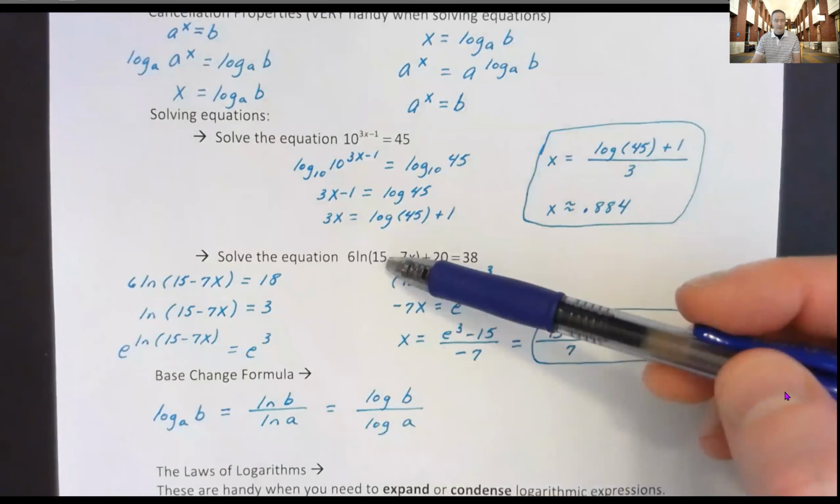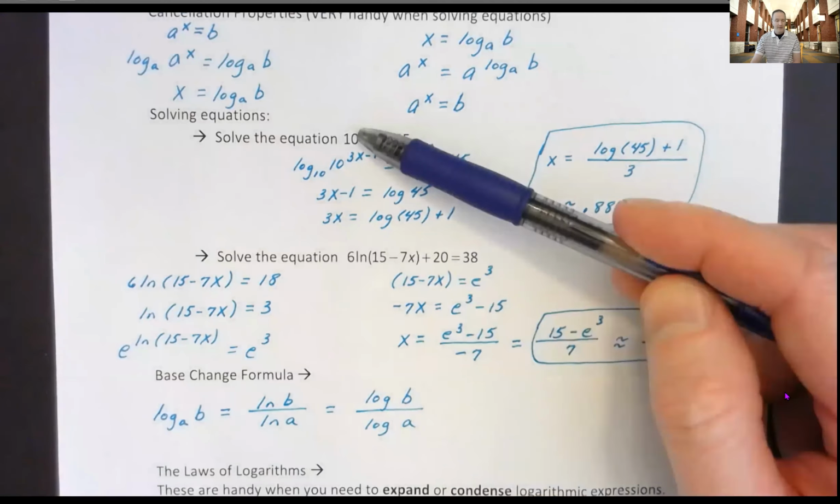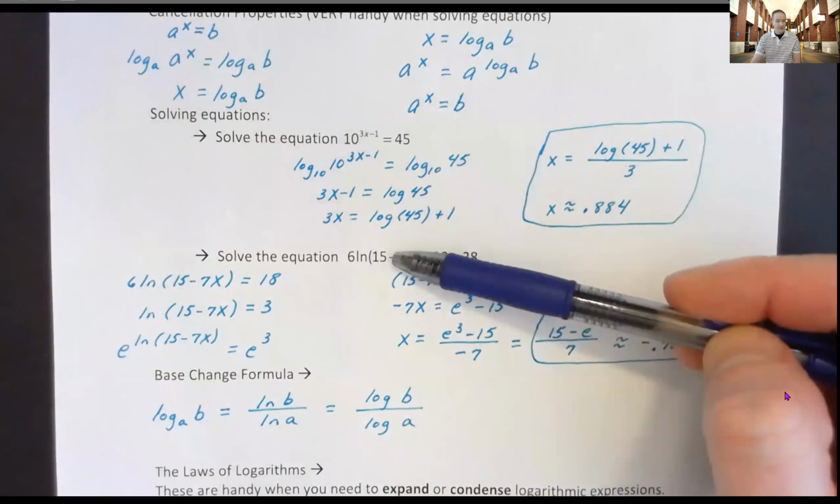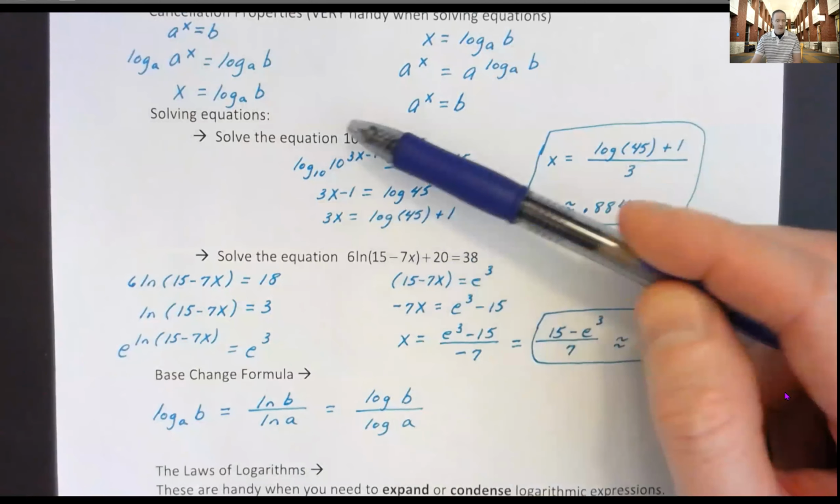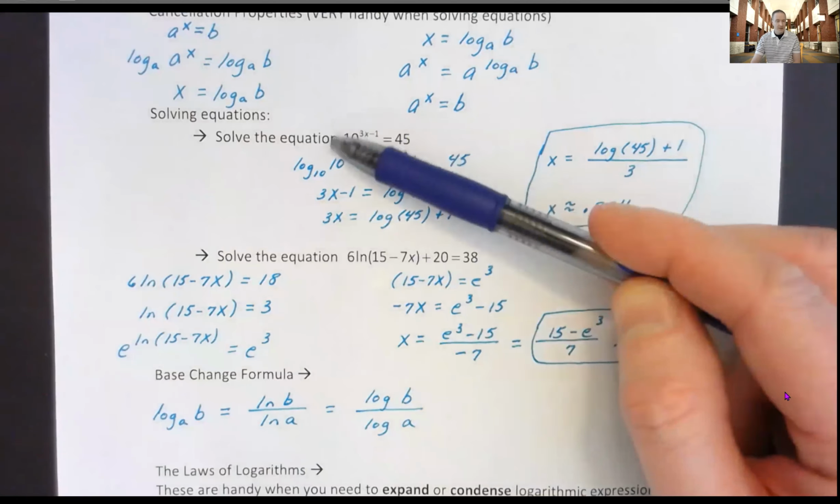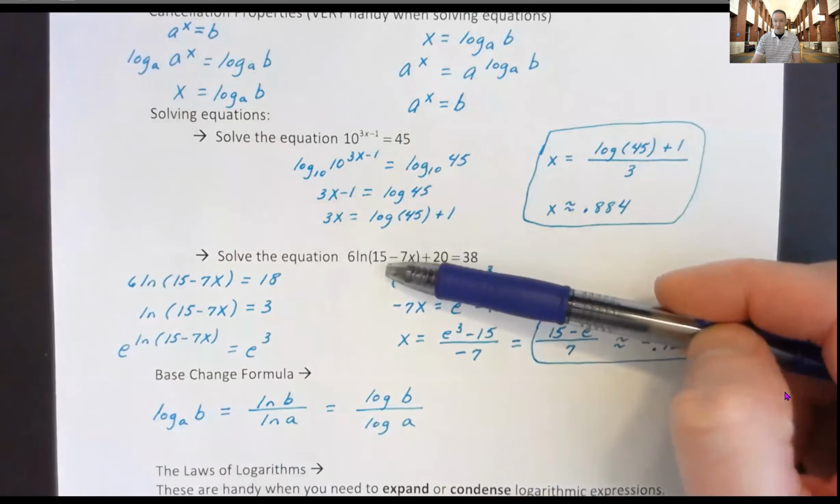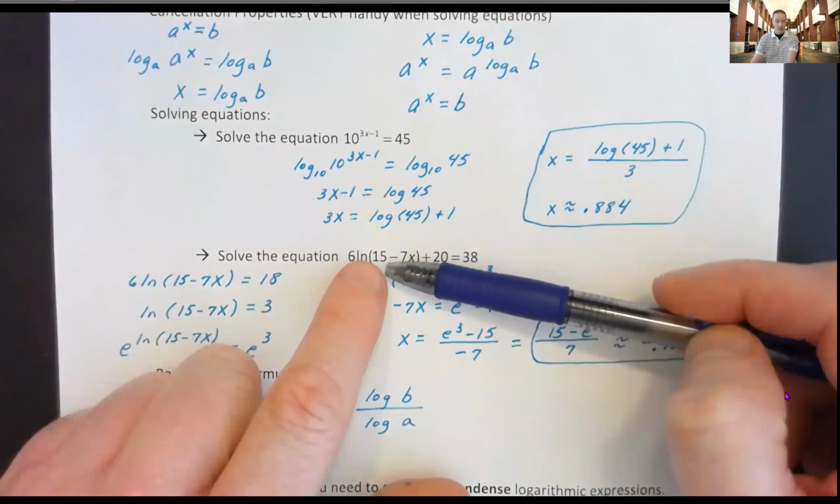For the next one here, we had an exponential, now we have a logarithm. Whether I have an exponential or a logarithm, the first step is always the same. Now I didn't have to worry about it in this one because this exponential was already by itself, so I was ready to get rid of it. This logarithm is not by itself. I'm not ready to get rid of it.